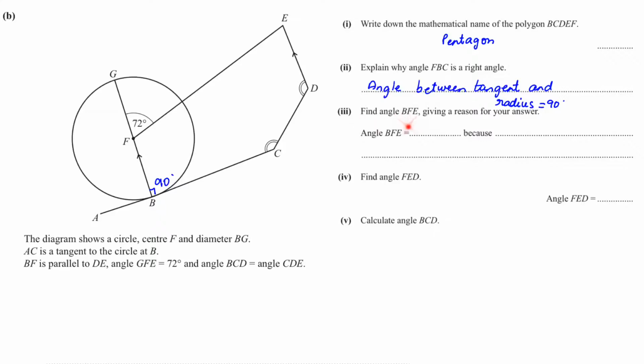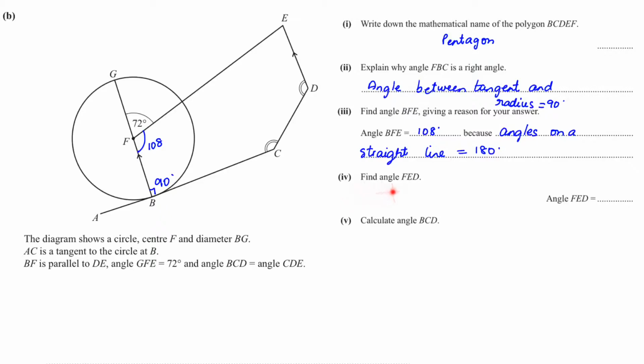Find angle BFE. So now we have to find BFE, giving a reason for your answer. You can see this is a straight line. Therefore, angle EFG plus BFE equals 180. 180 minus 72, 108 is your answer. This is 108. The reason being, angles on a straight line equal 180.